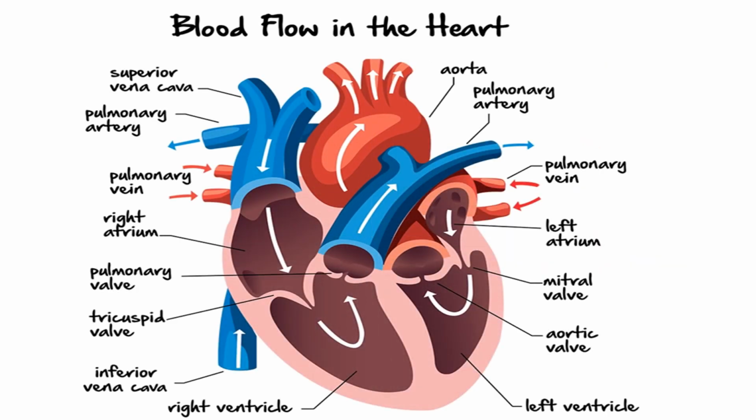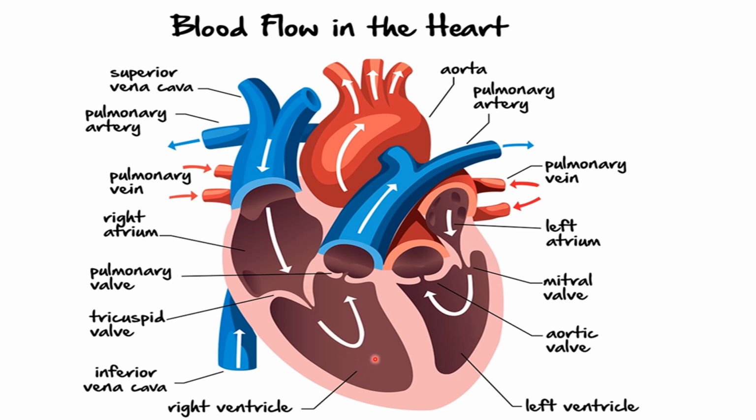Let us look at the blood flow in the heart. How does blood flow within the heart? We can start off with the deoxygenated blood. First, the blood which flows into the heart from the upper part of the body through the superior vena cava into the right atrium, and the deoxygenated blood from the lower part of the body through the inferior vena cava into the right atrium, then through the tricuspid valve into the right ventricle.